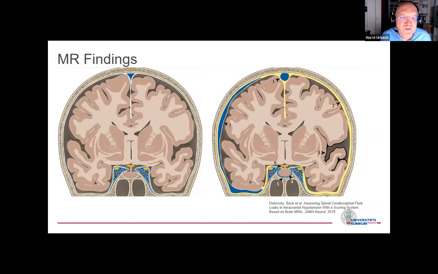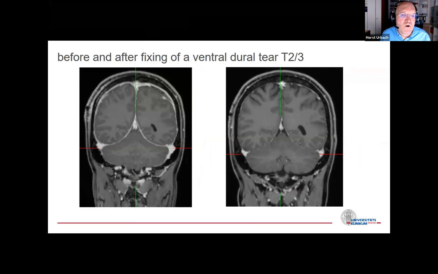Again, you can look for number six. You see there is a small distance between the optic chiasm and the pituitary gland if the patient suffers from SIH, and after treatment, this distance is large again. So on the next slide, you see two examples. On the left side, the patient before, and on the right side, after fixing of a ventral dural tear.